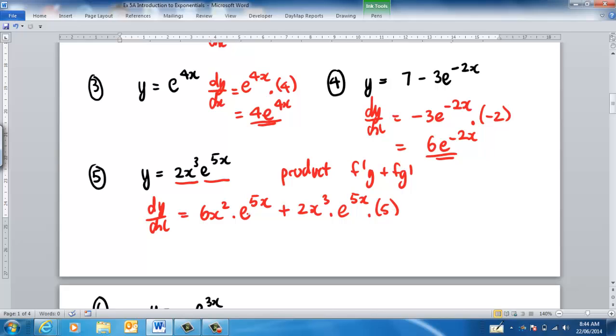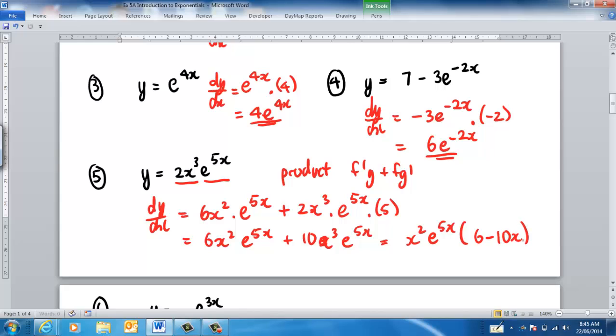Alright, so you could simplify that if you want to. You could write this as 6x squared e to the 5x plus 10x cubed e to the 5x. Now, quite often in these sort of things, you could bring out a common factor if you wanted to. So we could bring out x squared e to the 5x, and that would leave me with 6 take 10x. Now, you don't have to do that for the derivative. That first line there will give you 4 marks if you're doing that.